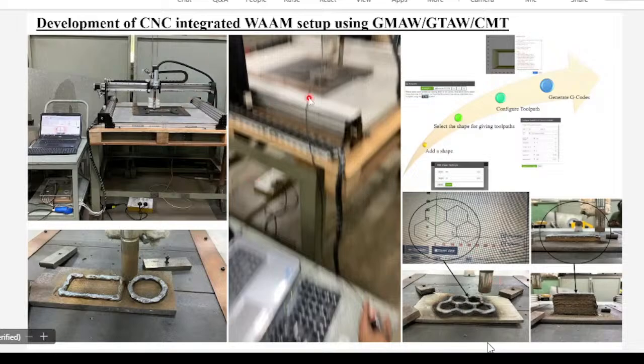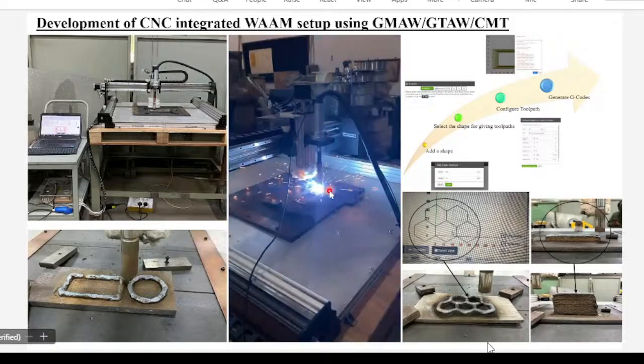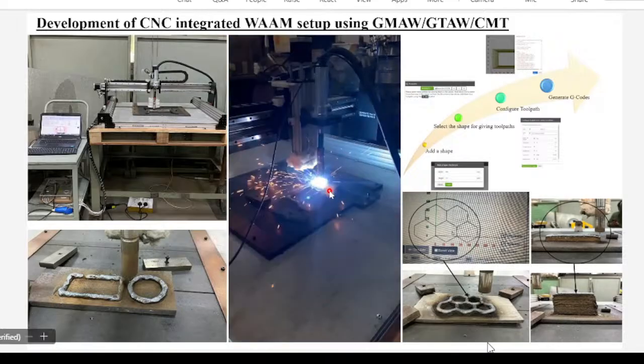This is the development I've done at IIT Delhi. Development of a CNC integrated WAM setup. We can use multiple torches in this. I have integrated a GMAW torch. We can integrate a GTAW torch also, and CMT also. And you can see here.